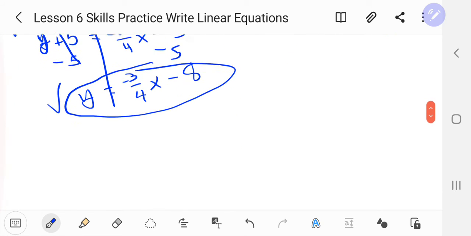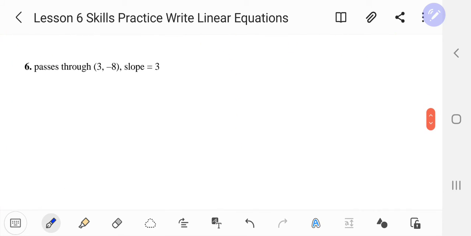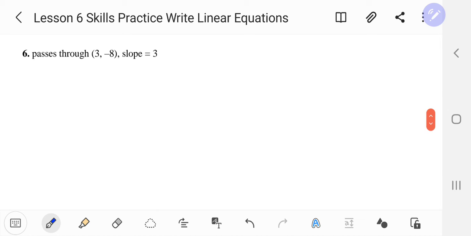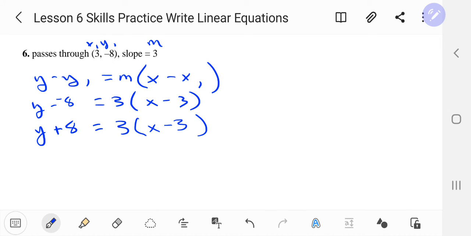Hopefully you're finding mistakes if you made any and learning from them. All right, we have 3 more problems. Get after this one. Go. Boom. There you go. I wrote the form. I labeled my points. I substituted and I simplified all double signs. Now we're going to distribute and then isolate the y to get it into slope intercept form. We already have point slope.